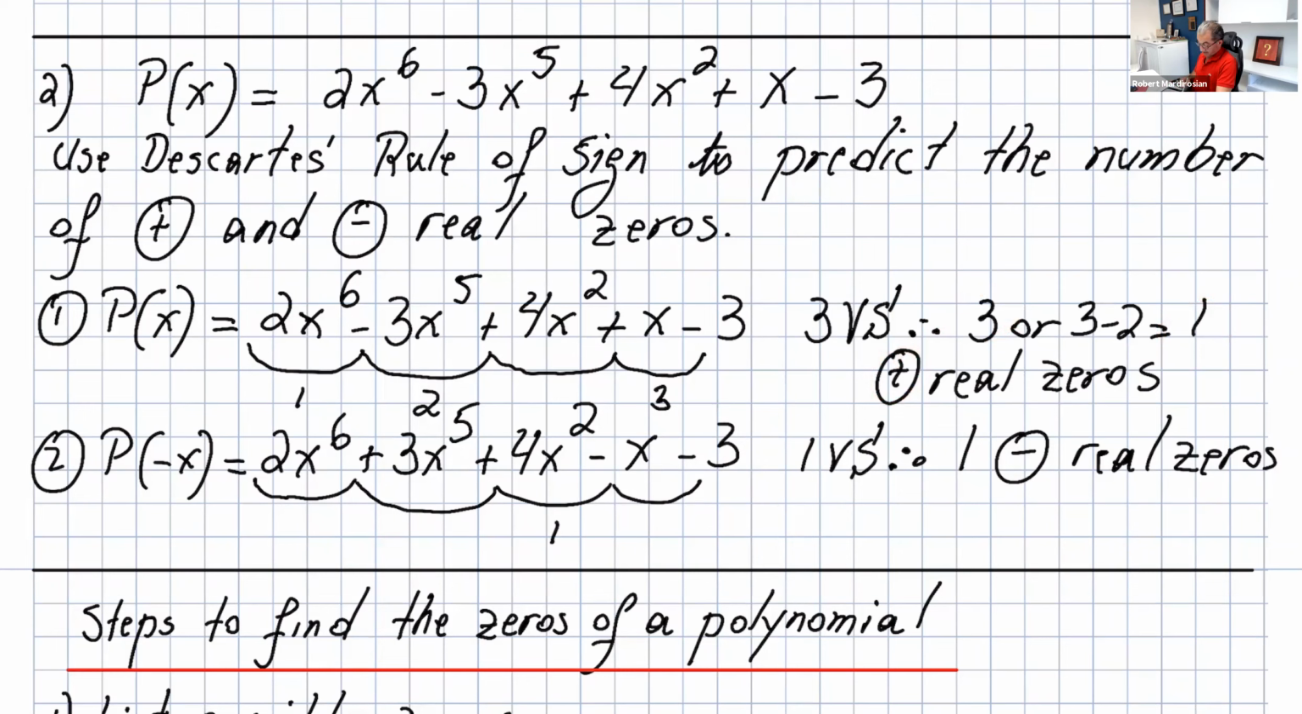P of negative x is 2 times x to the 6th power plus 3x to the 5th power, because that changes, and that's going to change also, but that stays the same. I'm talking about the signs. So we have 2x to the 6th plus 3x to the 5th power plus 4x squared minus x minus 3. If you look at the variation of signs, no variation, no variation, here we have 1, and that's it. So we have 1 variation of sign. So for sure, we're going to have 1 negative real zero.